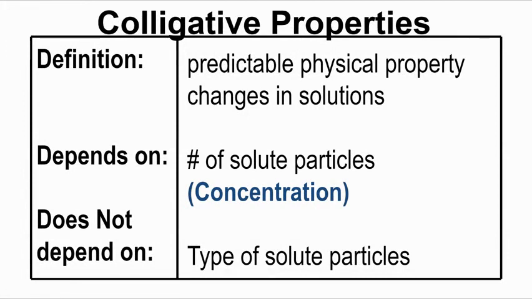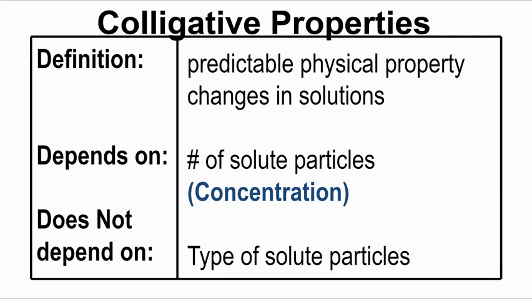Colligative properties means predictable physical property changes that occur in solutions. Colligative properties depend on the number of solute particles present in the solution, i.e., the concentration or molarity of the solution. It does not depend on the type of solute particles. So it does not matter if we have ionic or covalent particles in solution. The amount of particles determines how the physical properties change, not the type of particles.